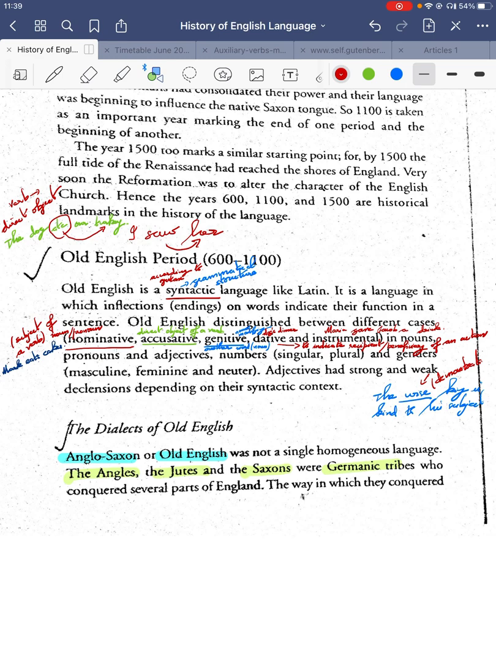Now, after these inflections, what you have to see is that Old English distinguished between different cases. It's not just with these inflections.